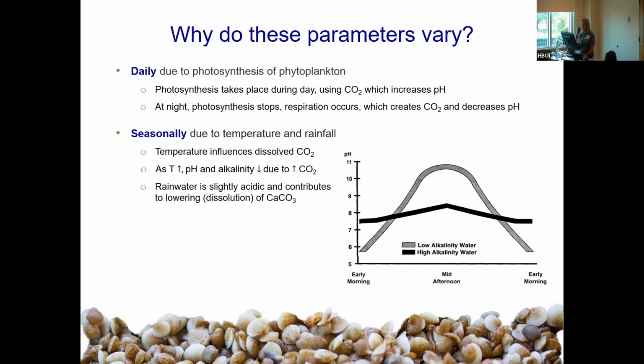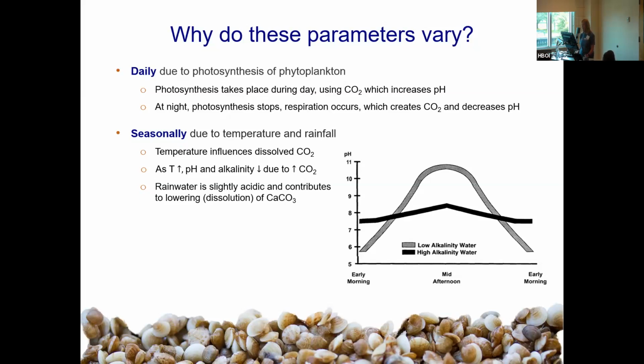So there's some daily variations with these parameters, primarily due to photosynthesis of phytoplankton. And we know that photosynthesis is the process by which phytoplankton and plants create energy by using sunlight and carbon dioxide, which increases the pH. Now at night, photosynthesis stops, respiration occurs, that creates carbon dioxide and decreases pH. And the graph on the left just shows when high and low alkalinity water, that diurnal variation with the buffering of high alkalinity water, minimizing that variation of pH over a 24-hour period.